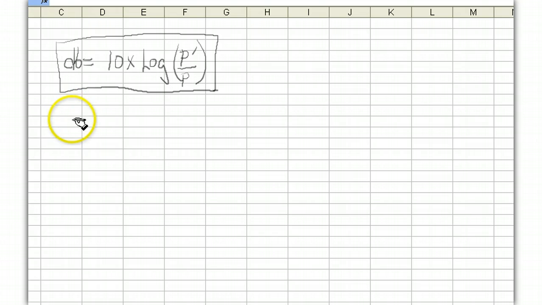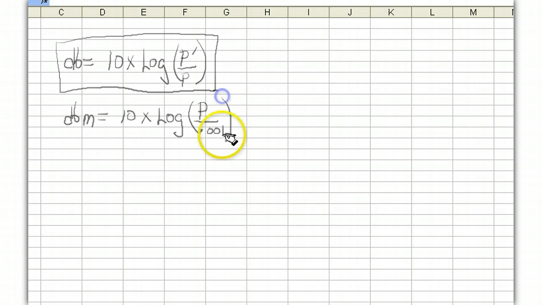Now the next term I want to talk about is a dBm, or a decibel related to 1 milliwatt. And again, by definition, a dBm is equal to 10 times the log of some power that you want to express over 1 milliwatt, and this is a dBm. Now, why would you ever want to use dBs and dBms?